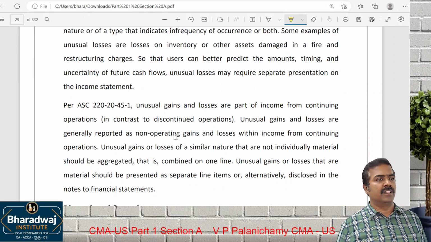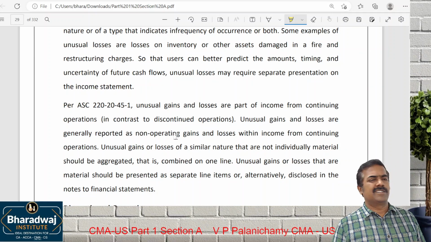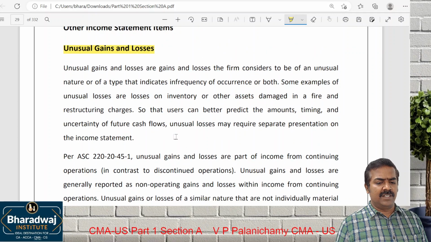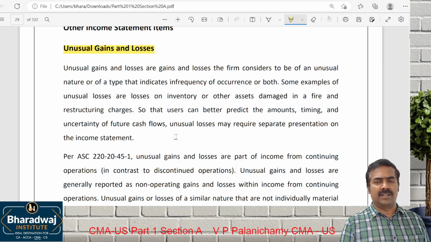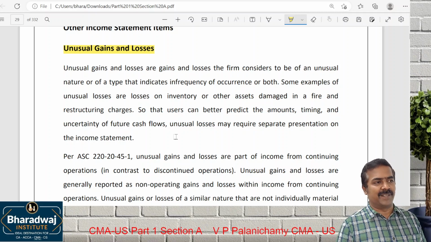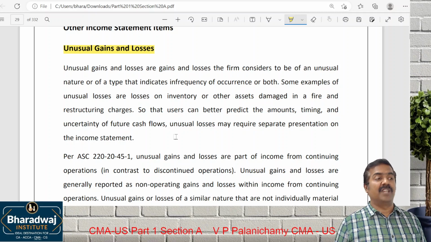Listen, pay attention. In a particular year, some goods were lost by fire. Some 1% or 2% of goods were lost by fire. Is it an unusual activity? No. If some portion of goods are destroyed by fire, you need not report it. Entire godown is destroyed by fire. Is it a usual loss or unusual loss? Unusual loss. Unusual loss, you should report to the shareholders. You should inform the shareholders why that loss has happened.